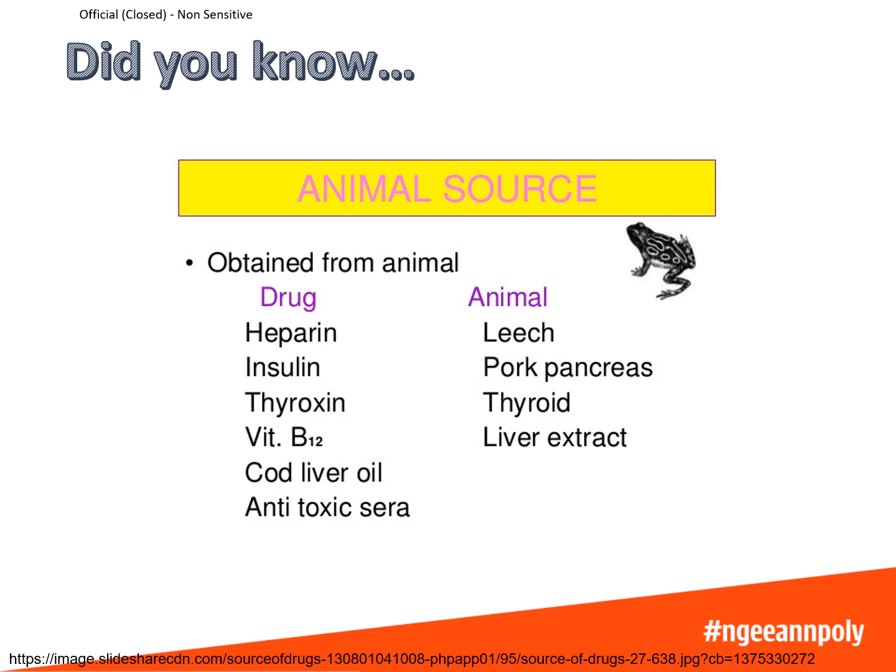Thyroxine, the hormone, is obtained from the thyroid of animals. Vitamin B12 was actually obtained from liver extracts of animals. Cod liver oil obviously was obtained from codfish, and antitoxic sera, which are used to neutralize certain toxins, are produced in animals.